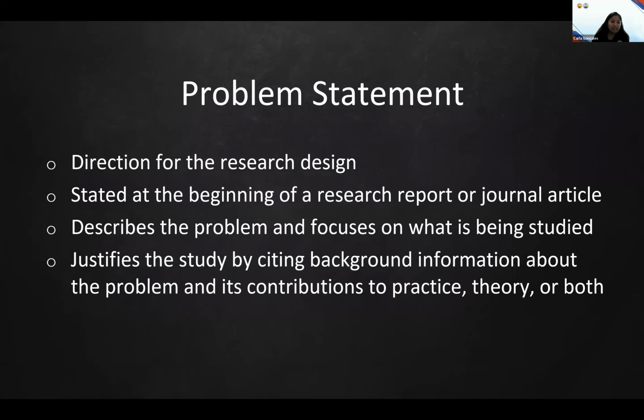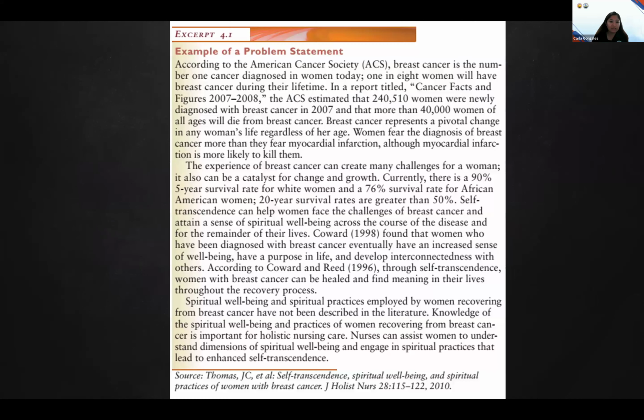It also justifies the study by usually citing the background. As the researcher, why do you choose to study that particular topic? About the problem and its contributions to practice, its significance, to theory, or even both. In your textbook, you will find this excerpt. This is an example of a problem statement. As mentioned, it's the foundation of the research design, so it's very important to select the correct problem statement. It usually consists of several paragraphs identifying a significant researchable problem.